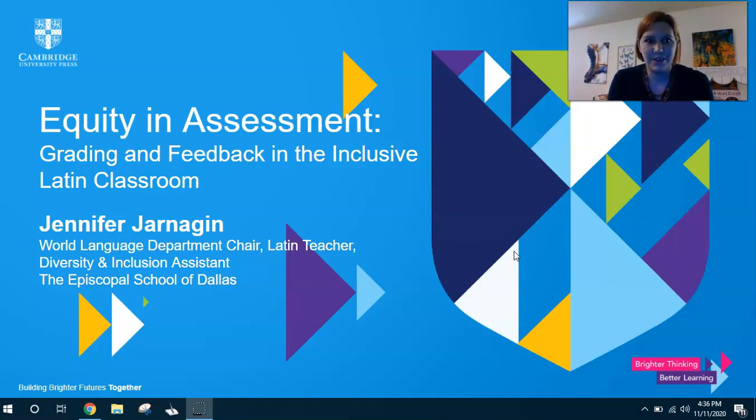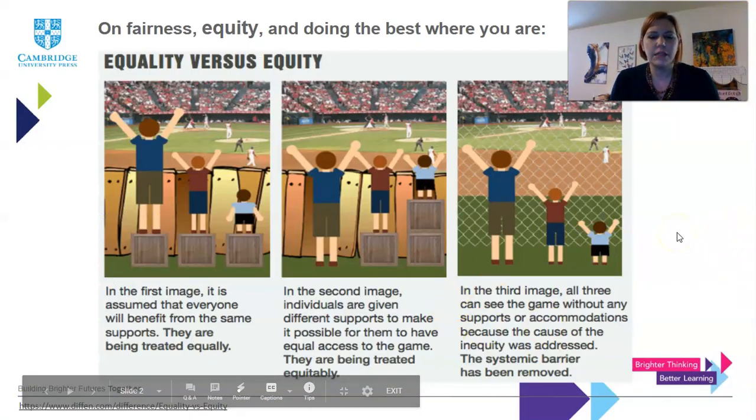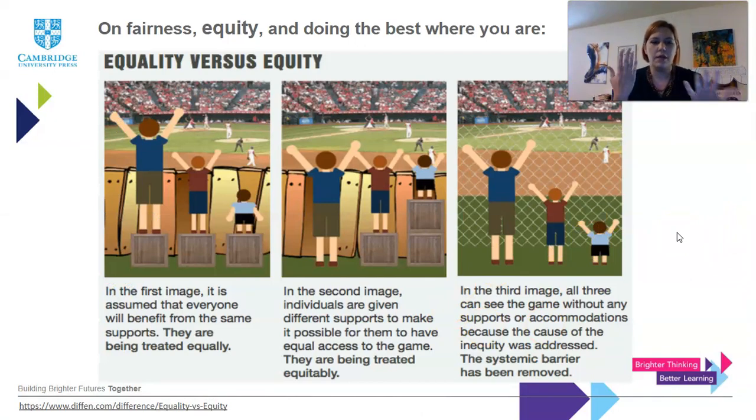So let's get started. A quick note on equity versus equality, more broadly speaking. I really like this visual on the difference between what equal is versus what equity is versus removing systemic barriers. We've got this systemic barrier here in the first two pictures. In the first one, they're all being treated equally. They've all been given the same support, but notice one person didn't need it. It's helping the other person, and it's still not doing very much for this third person.